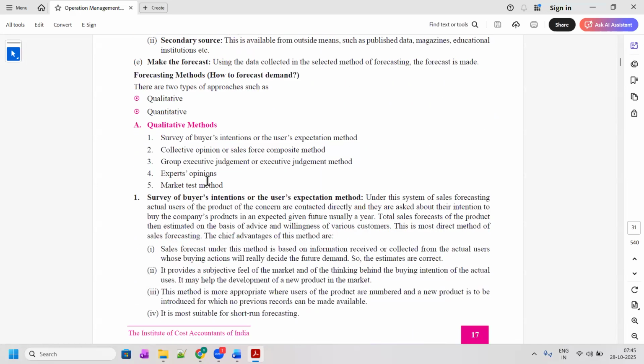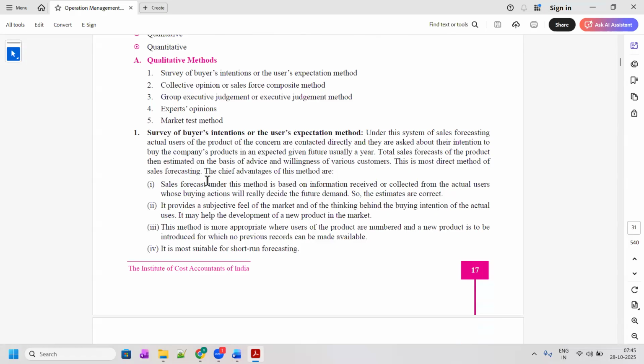Then the question comes, what are the methods? The methods or approaches can be of two types: qualitative or quantitative. The qualitative methods are given here. Method one is the survey of buyer intention or user expectation method. The second method is the collective opinion or Salesforce composite method. The third method is the group executive or expert judgment method. The fourth method is expert opinion. The fifth method is the market test method. So first we'll talk about the first method, survey of buyer intention or user expectation method.